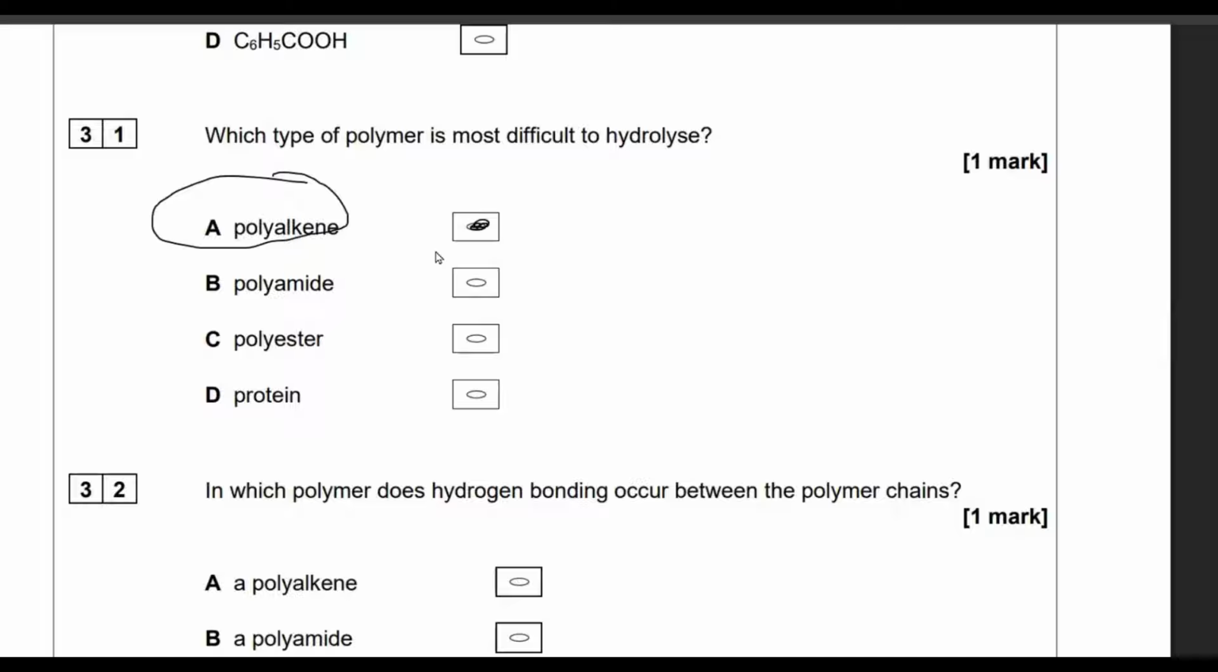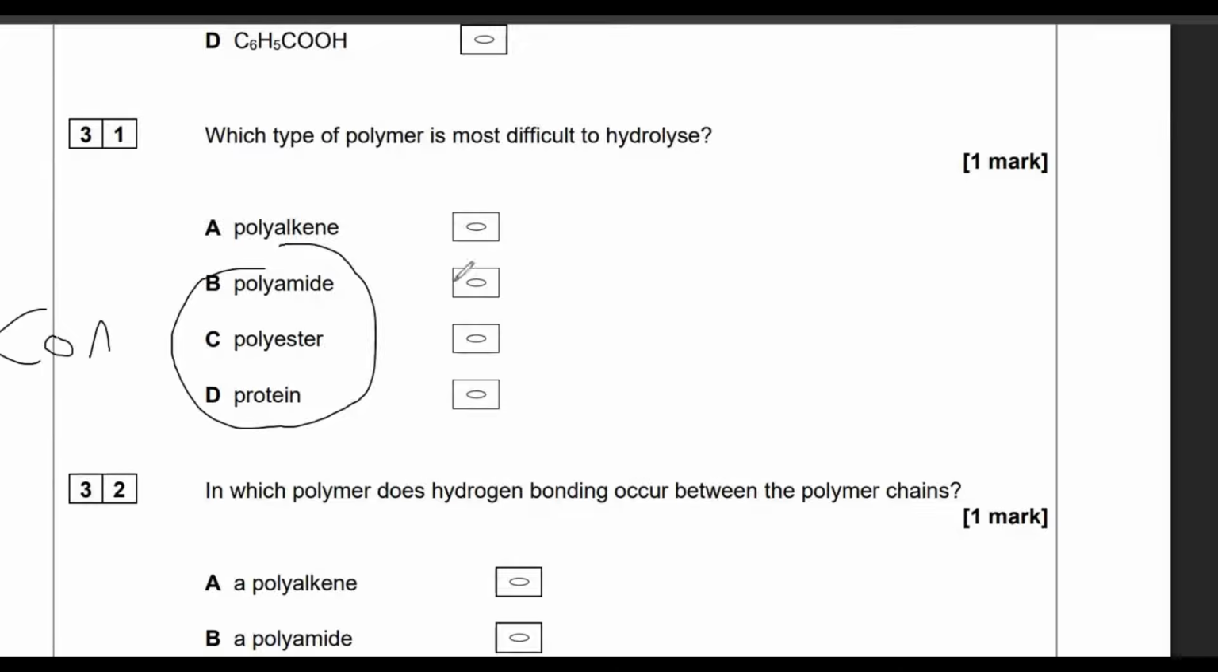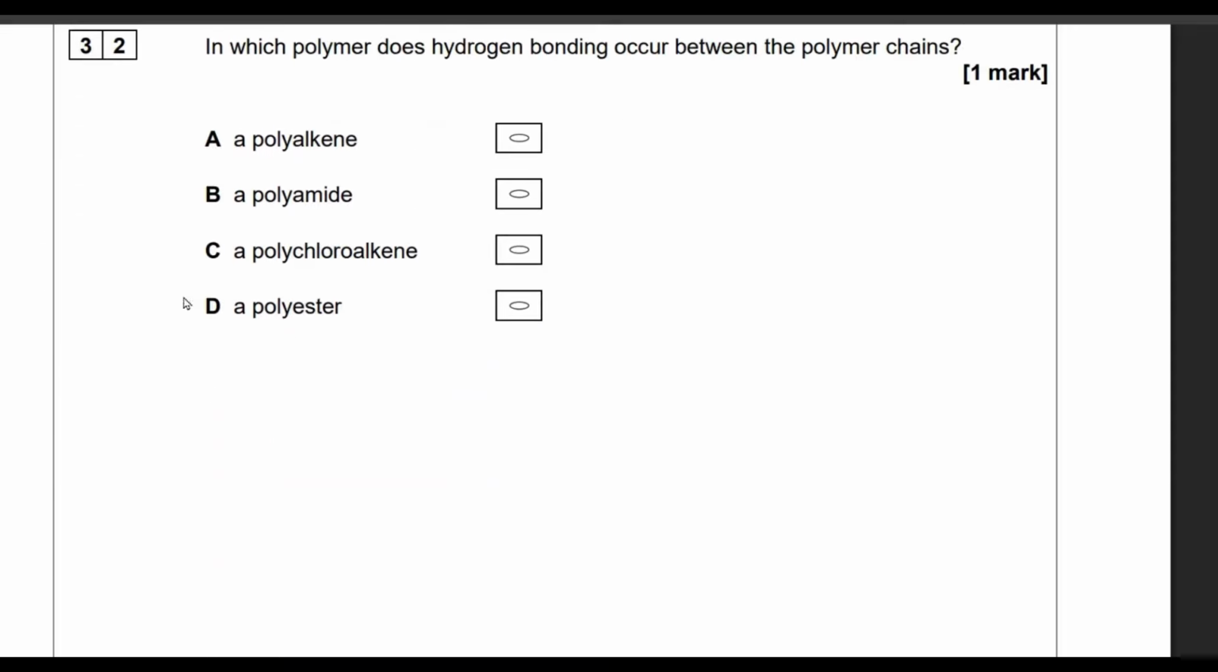Which type of polymer is the most difficult to hydrolyze? It's going to be a polyalkene. All of the others, polyamides, polyesters, and proteins, are formed during condensation reactions. They're condensation polymers where water has been removed, so they can easily be hydrolyzed by adding water back.